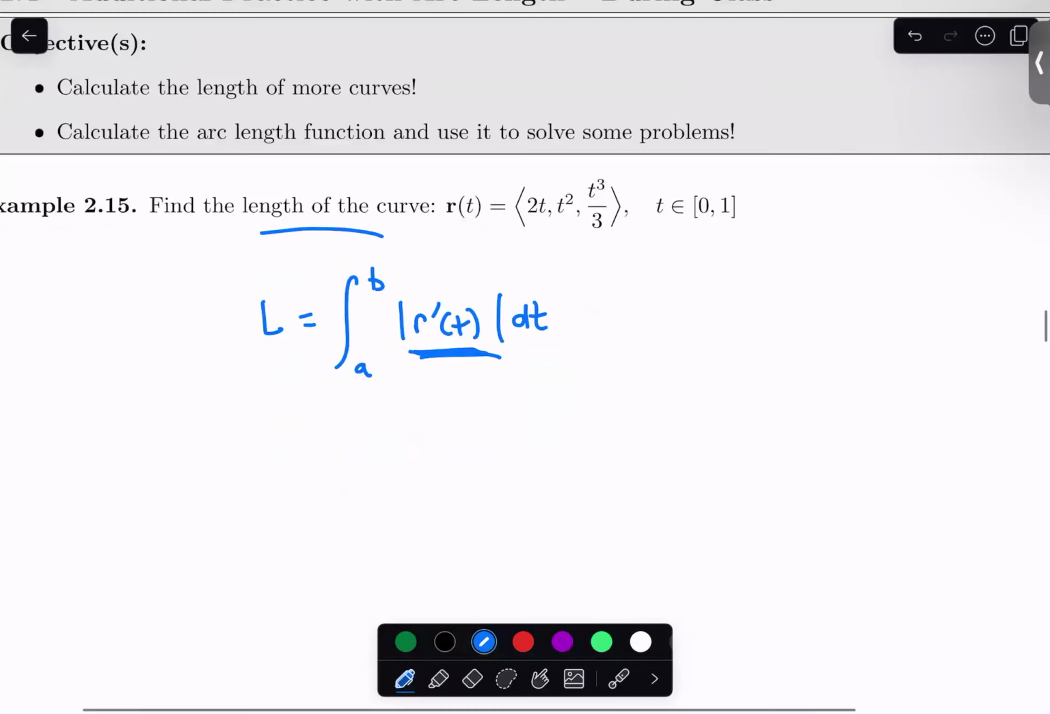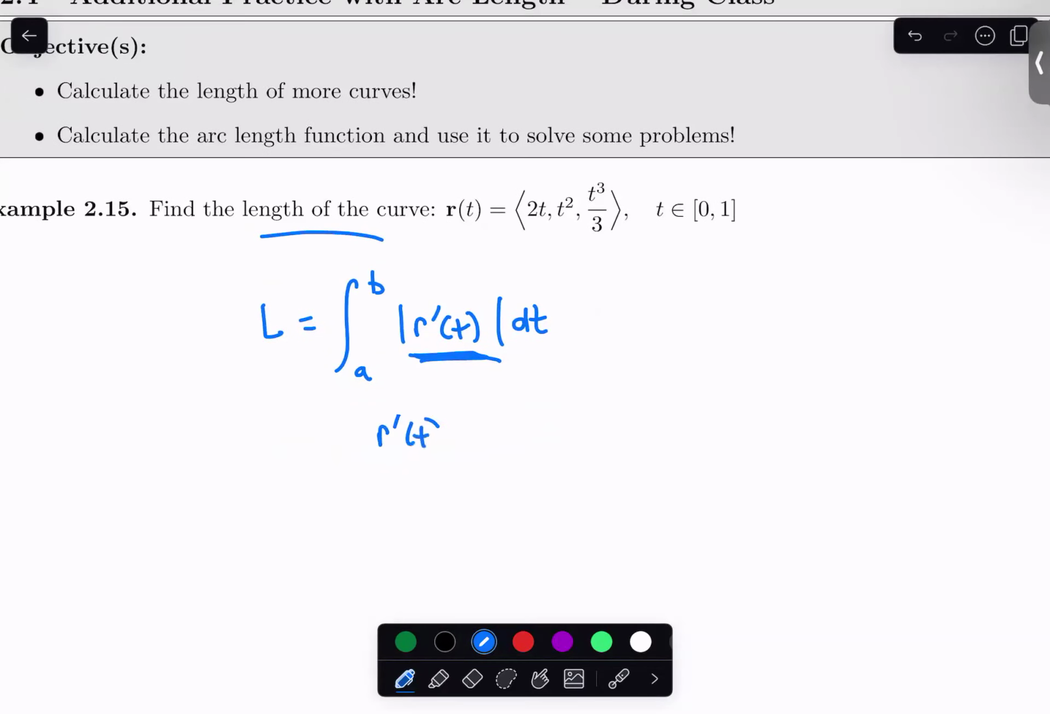So maybe as a first step, I need to take the derivative. And then as the second step, right, we're going to take the magnitude of that derivative. And then that's the thing that we're going to plug in and integrate. So, okay, working kind of inside out. First, we take the derivative. So 2t and t squared. So again, this is me working across my function that was given and taking the derivative of each component.